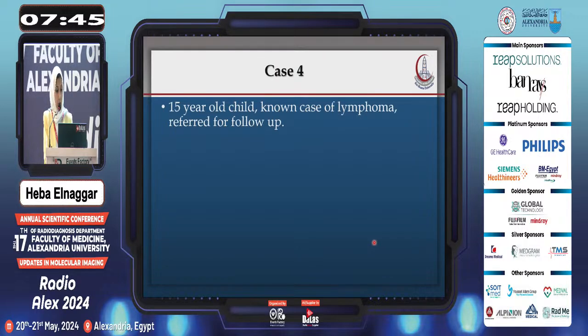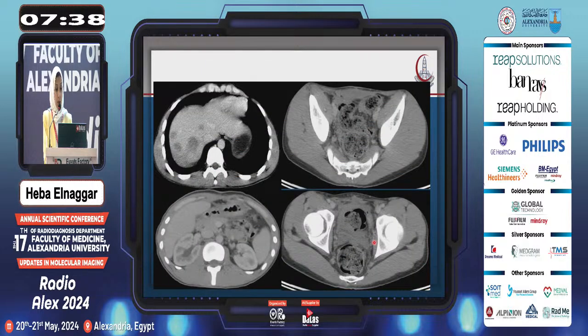In case number 4, a 15-year-old child, known case of lymphoma and referred for follow-up. If we look here, the liver appears with multiple hypodense non-enhancing hepatic focal lesions, but the rest of the abdomen and pelvis appear fine with no gross soft tissue lesions.